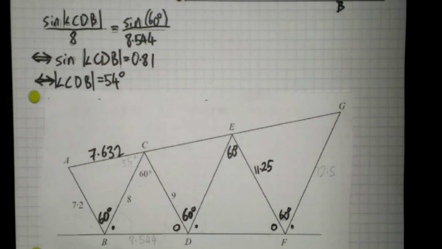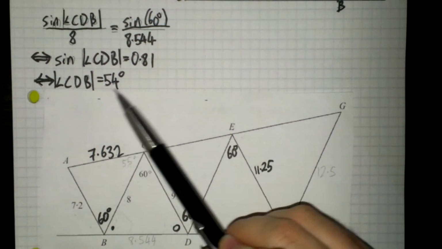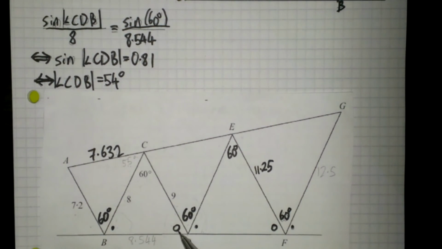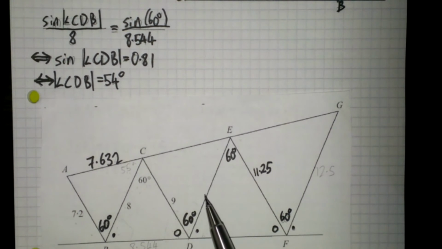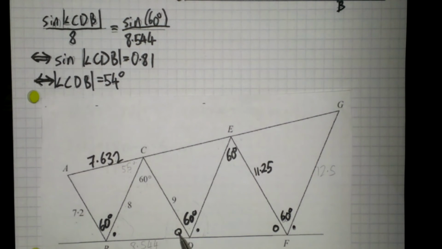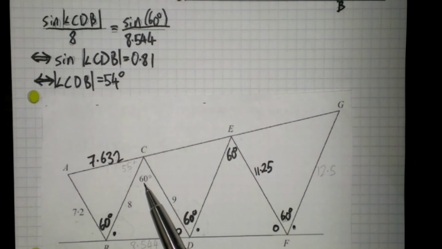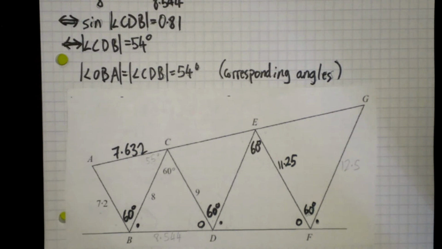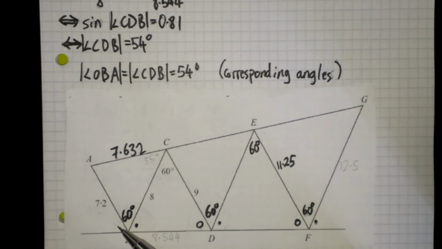Anyway, using that I can just use the sine rule to get this angle, 54 degrees. Again, I'm going to get two angles. The other one is going to be 126 degrees, but I know that the internal angles of a triangle have to add up to 180 degrees. So if this is 126 degrees, then this angle couldn't be 60 degrees, but we know this is 60 degrees, therefore this angle has to be 54 degrees. Just a very quick definition of corresponding angles, and I can tell that this angle here is also 54 degrees.